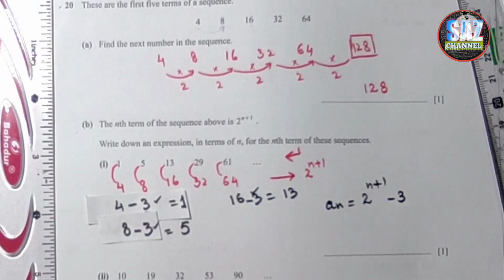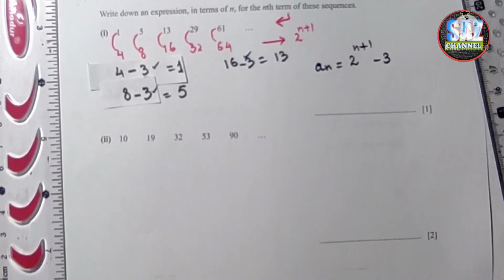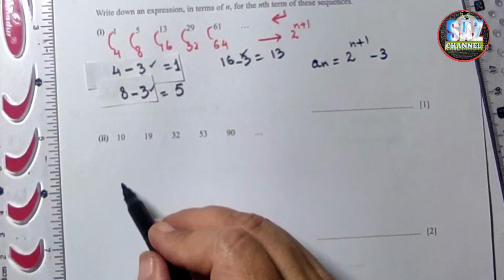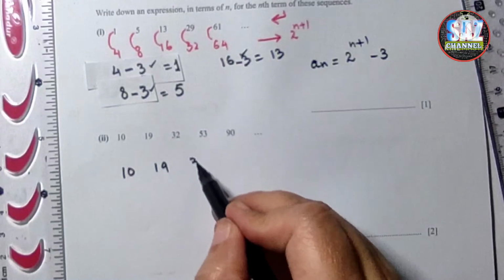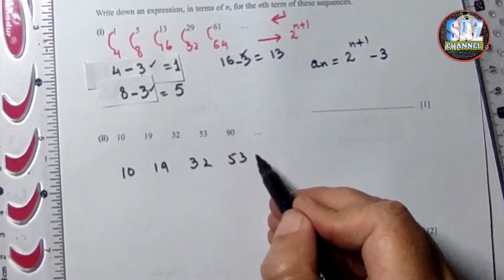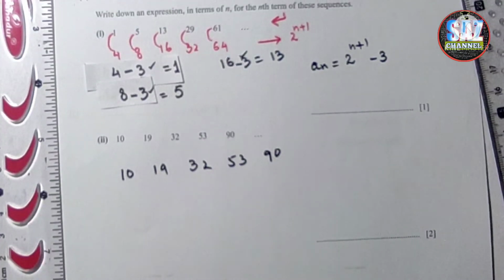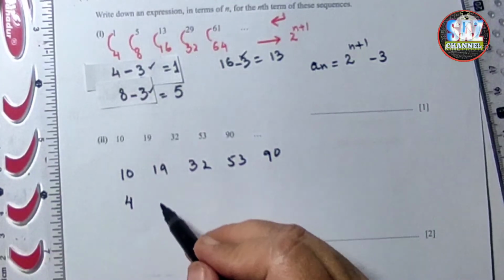A similar question is available in D1, so please make sure you practice that question as well. And moving to the next pattern, let me keep all of the patterns together under the camera. The next pattern is 10, 19, 32, 53 and 90. Now we have to establish the general term with the help of the given rule. So let me write both the patterns together.